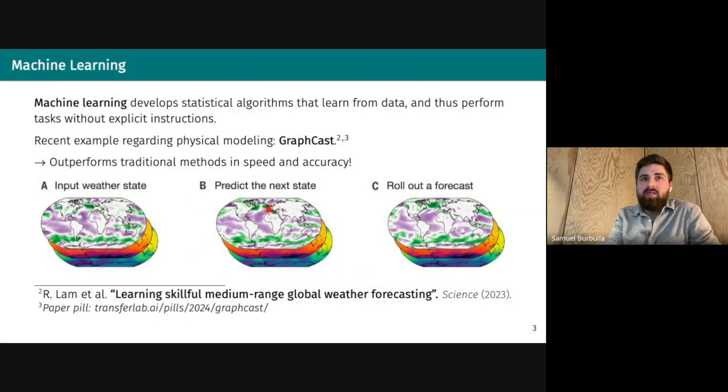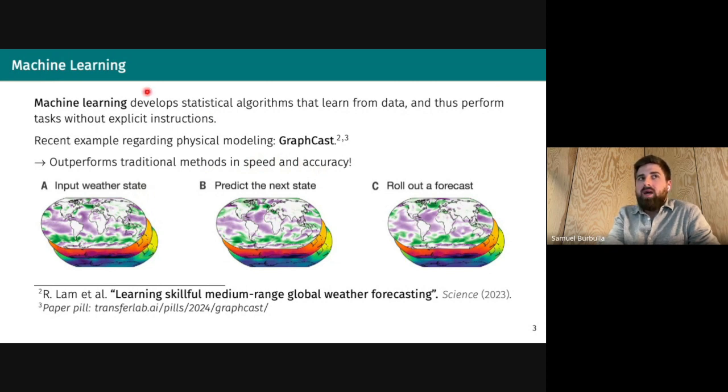Here's a visualization of some of the states. It can roll out some future forecasts. And interesting is with this, so it's a recently published Science paper, that this machine learning model outperforms traditional methods in speed and in accuracy. With traditional methods, we mean numerical schemes that use partial differential equations, which were formulated to model how weather and wind on the planet behaves. And these are computationally very expensive, so it's not surprising that it's faster, but it's also more accurate.